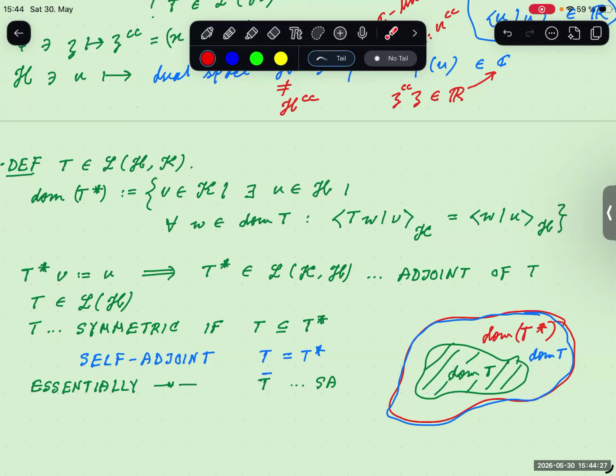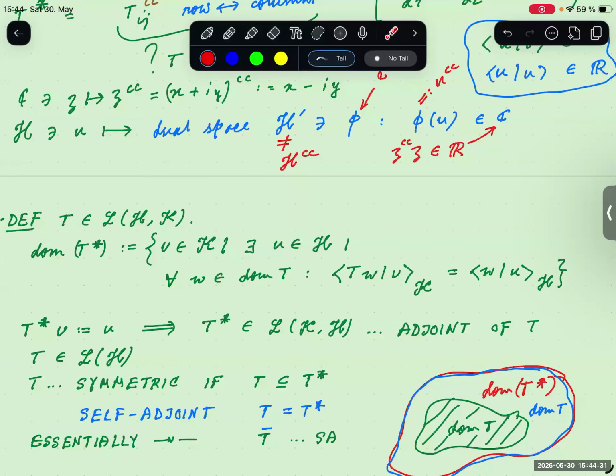Had it been a bounded operator, what we can do, like in the matrix case, is just put this on the other side. Right? So maybe I write it here, maybe in red, so that it's like a red light. W, T star V.